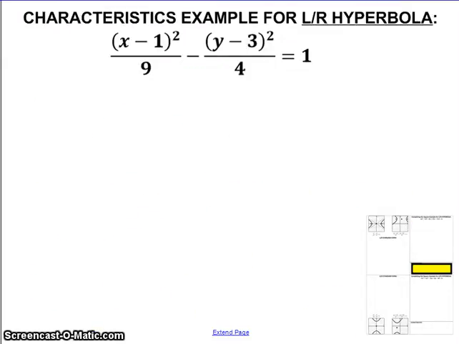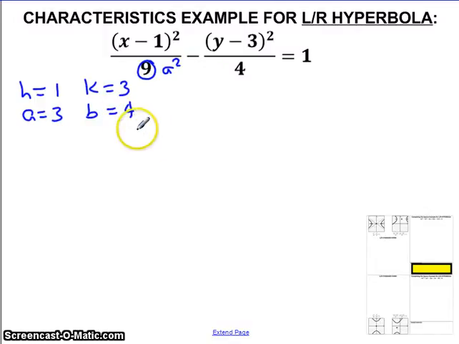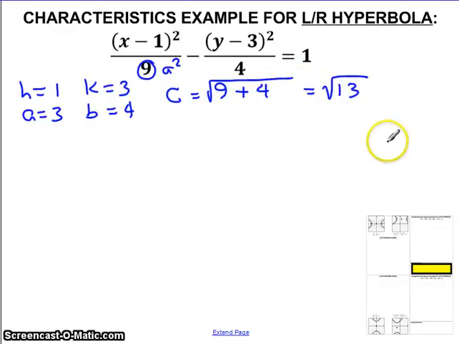All right, so let's pull the characteristics from here. We're going to have h equals 1, k equals 3, a equals 3. Remember, this is a squared, and b equals 4. So we have also this c number here, and the difference here is that this is 9 plus 4, not 9 minus 4 like with the ellipse. And so when we do that, we get square root of 13. Otherwise, very similar to the ellipse.